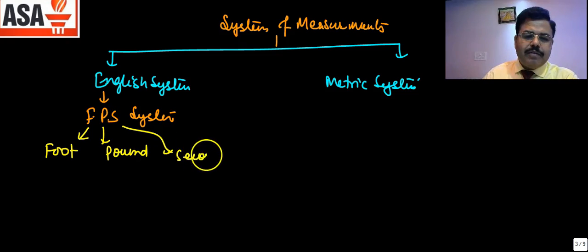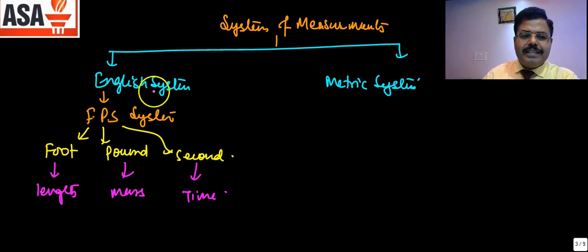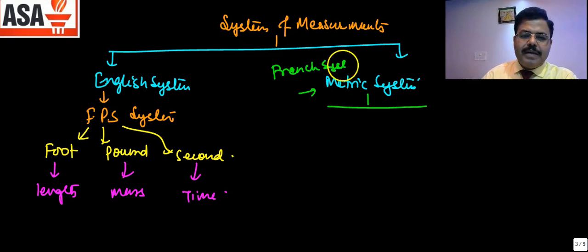It means what in this system is, they say the length is measured in terms of foot, mass is measured in terms of pound, and time measured in terms of second. So this was the system that is called English system. In metric system, what they say that metric system is, this is a French system developed by French people, so this metric system is nothing else but French system.